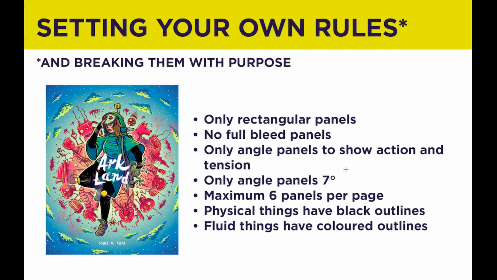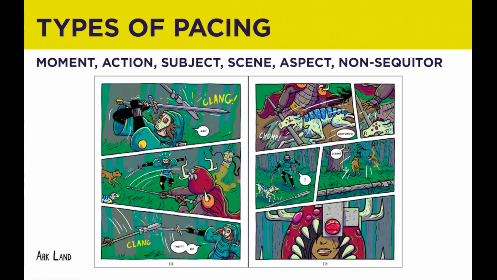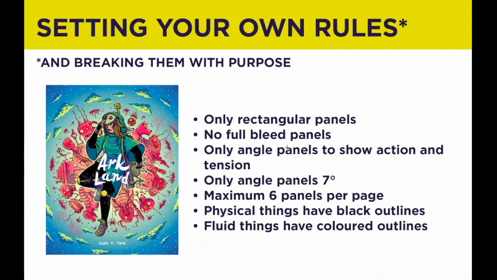Only angle panels 7 degrees, and this was just something through experimenting on my own that I decided was a good idea, keeping the angle of these panels consistent, and ensuring that I don't overdo it. If suddenly the gutter was at a harsh 45-degree angle, it might look kind of jarring, it might be distracting, and it might also be confusing on the order to read things. So 7 degrees, just through my own experimentation, felt about right, and so I kept that consistent across the book whenever I used angled panels.